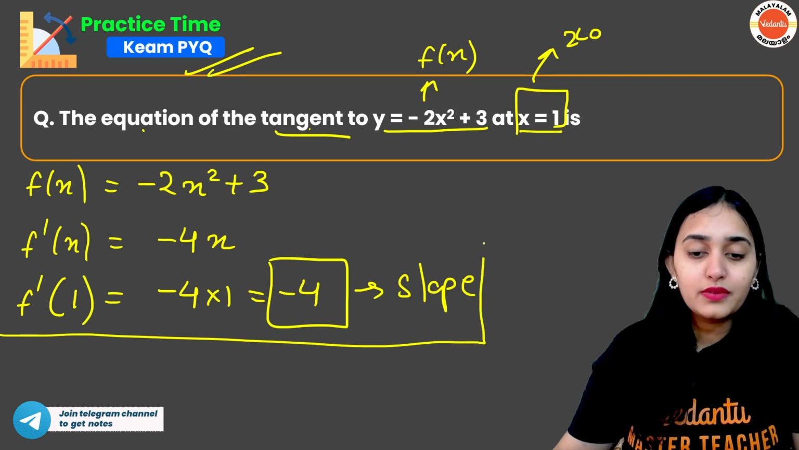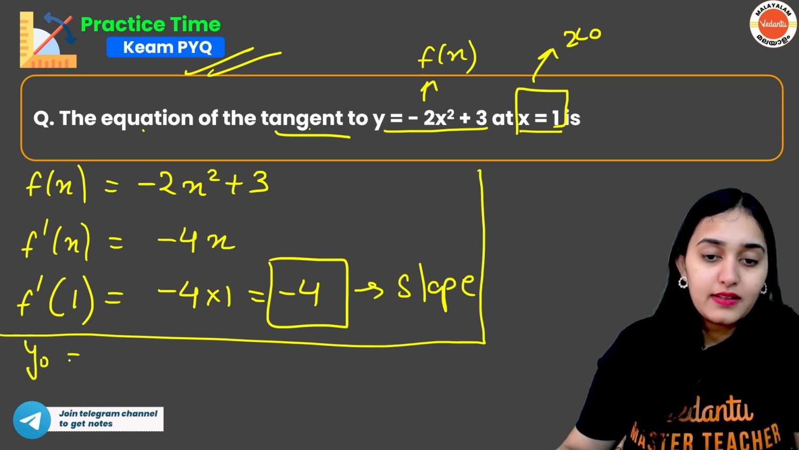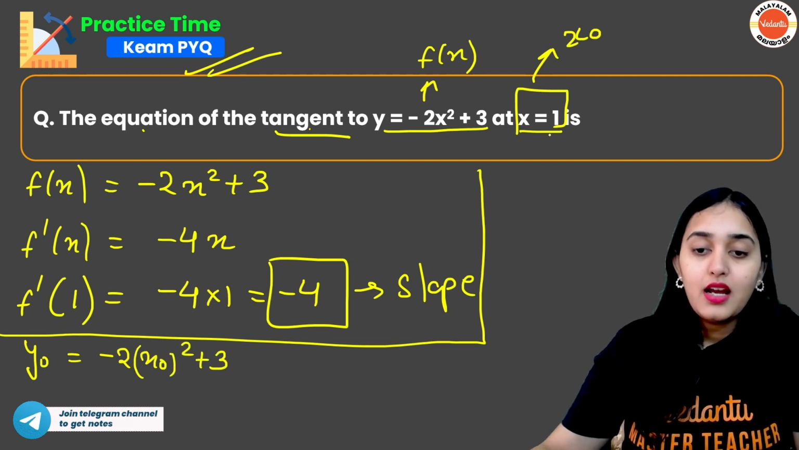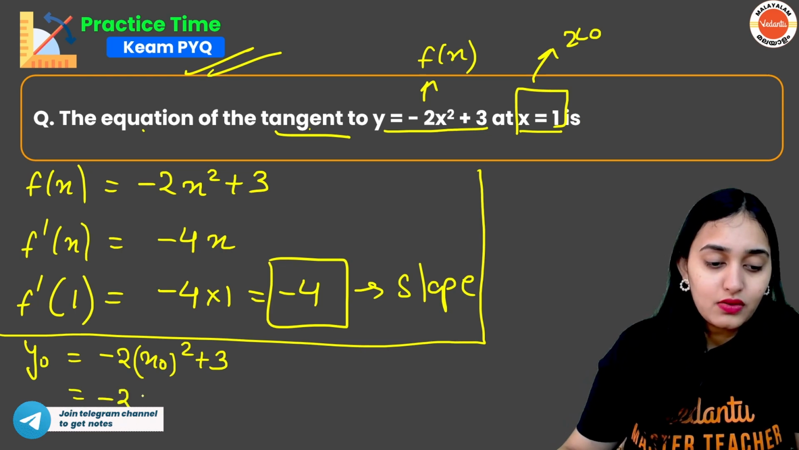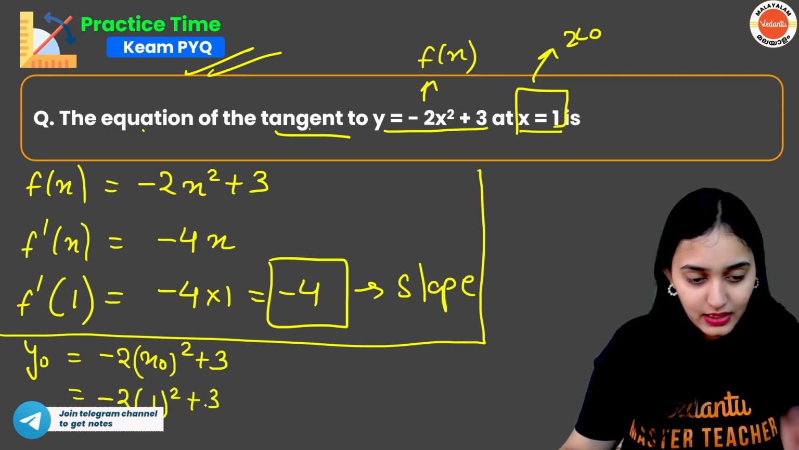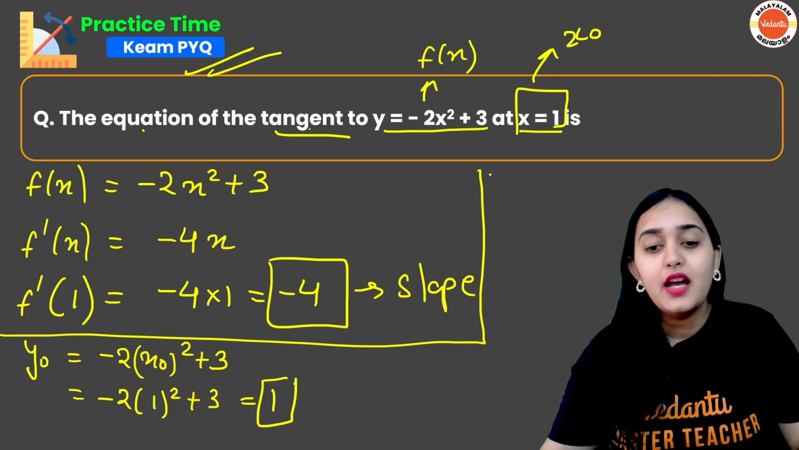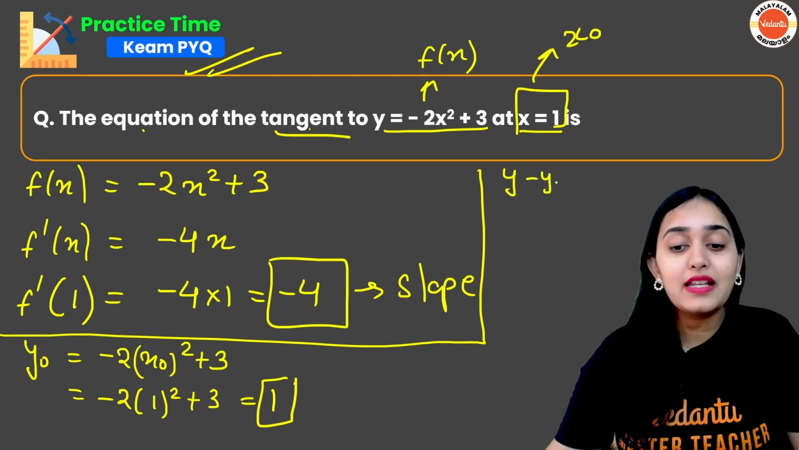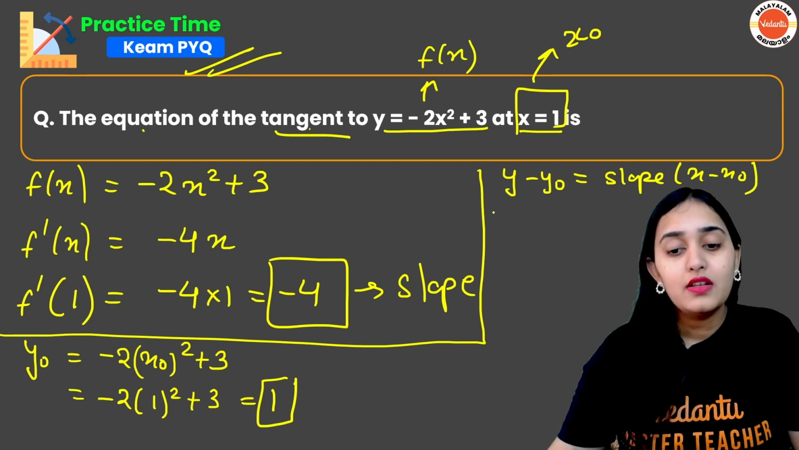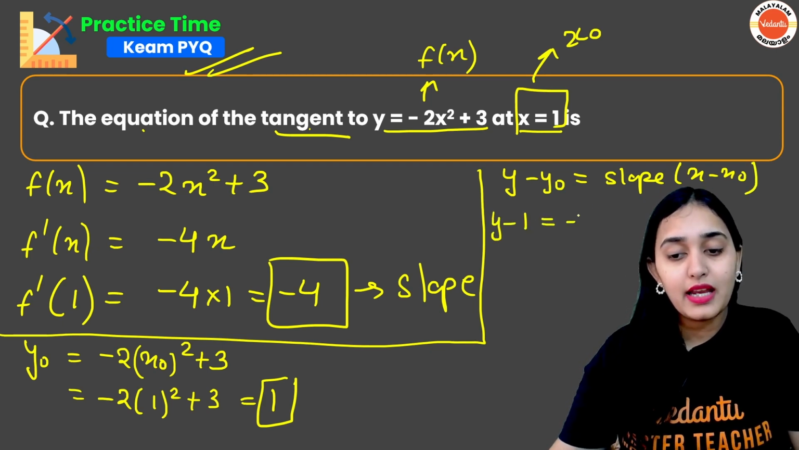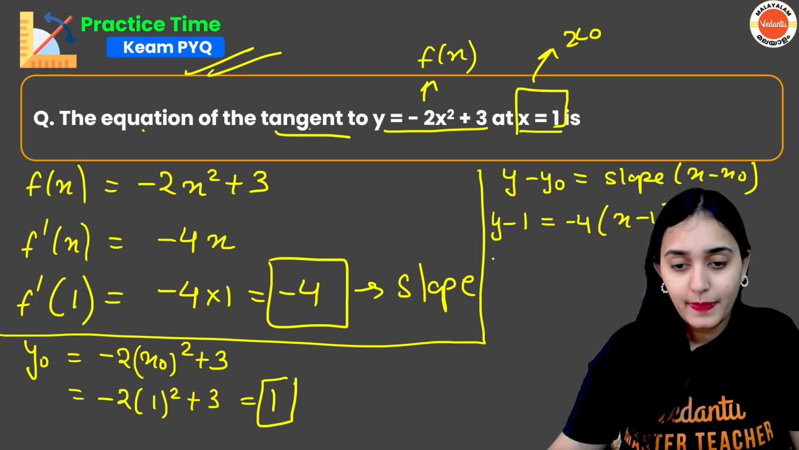So this is slope. Fine. Now y naught is equal to minus 2 x naught whole square plus 3. X is given 1. So minus 2 into 1 square plus 3. So this will be 3 minus 2 is equal to 1. Y naught is coming 1. Now what is the equation of the line? Y minus y naught is equal to slope into x minus x naught. So y minus 1 is equal to minus 4 into x minus 1. So y minus 1 is equal to minus 4x plus 4.